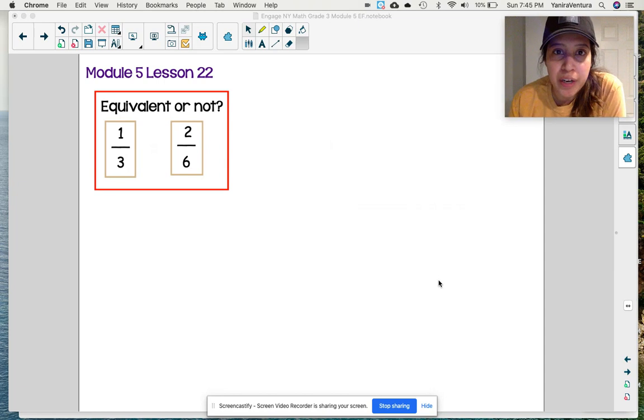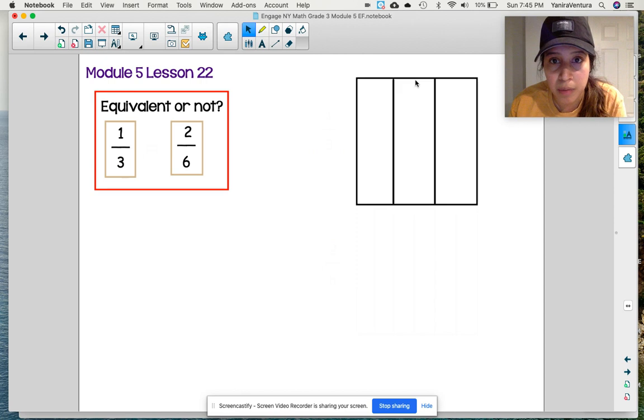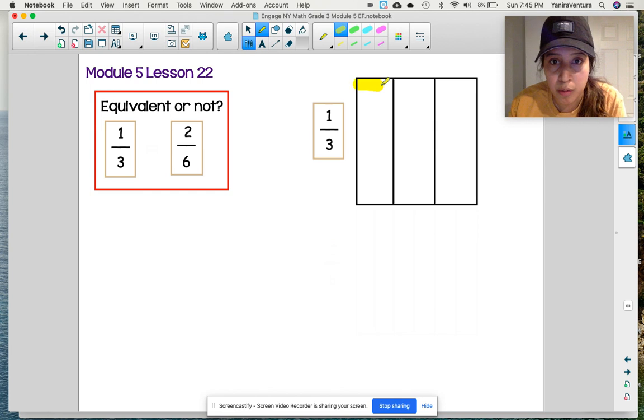In this lesson, we are working with equivalent fractions, but we are using fraction models. So let's get started. We want to find out whether 1/3 and 2/6 are equivalent. I'm going to be using this fraction model here to show 1/3. So let's go ahead and shade in 1/3.